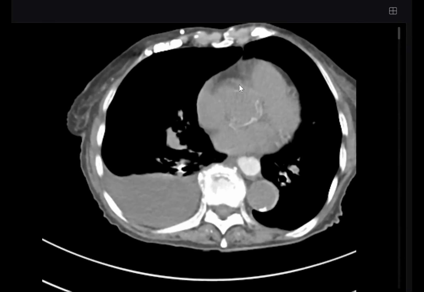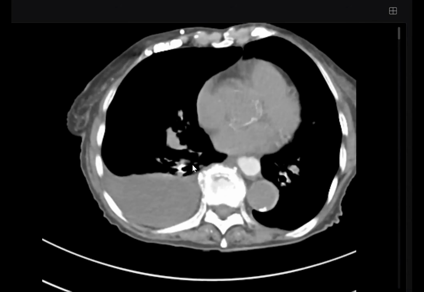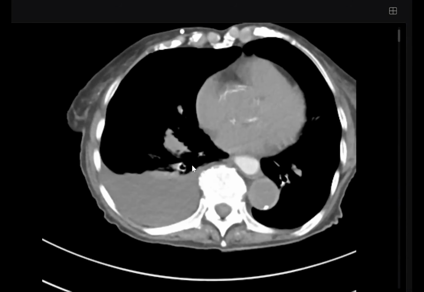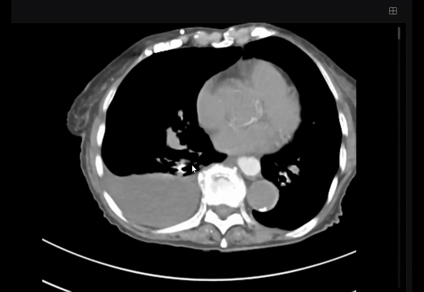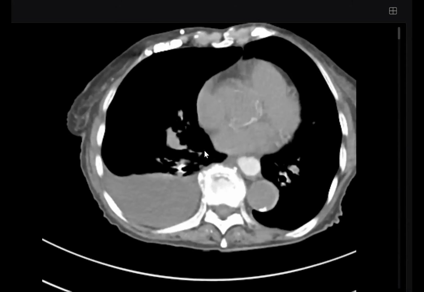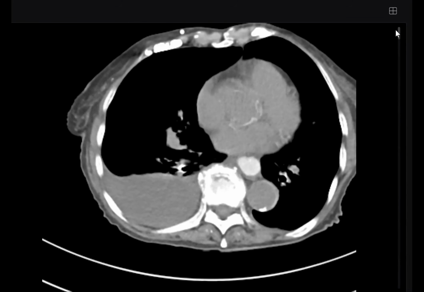Abdominal pain. Okay, I'm presented with the non-contrast CT scan with the oral contrast. First thing which I noticed is that there is right-sided pleural effusion.